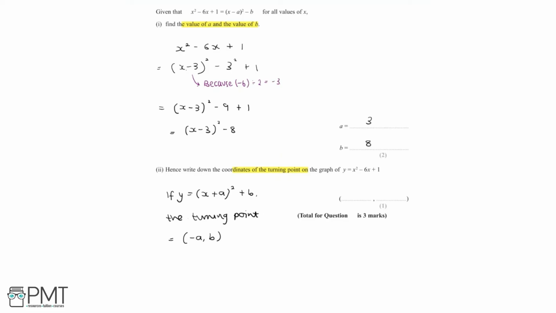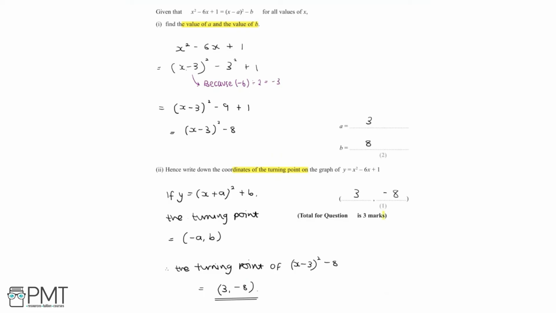Well, our equation is equal to x minus 3 all squared minus 8. The number in the brackets is equal to minus 3, and so the x coordinate of the turning point would have the opposite sign. And so instead of minus 3, the x coordinate of the turning point would be equal to positive 3. And then we have minus 8, and so the y coordinate of the turning point would just be equal to minus 8. And so we can see that the turning point of the graph of y equals x squared minus 6x plus 1 is equal to 3, minus 8.